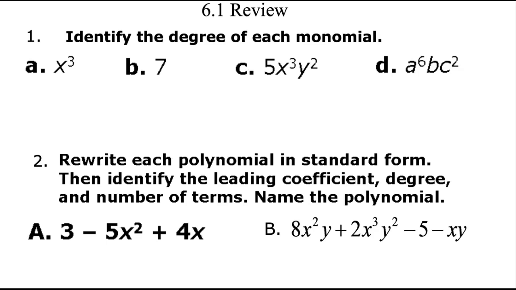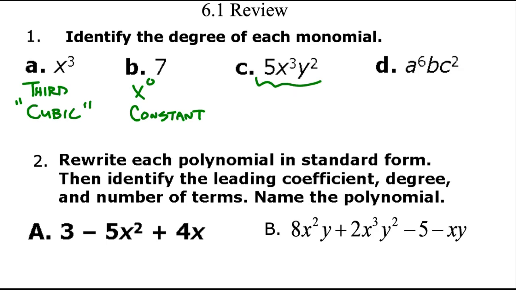So number 1A, this is third degree, right? So that has a special name, doesn't it, Bully? Cubic. Good. This first one has x to the 0 degree, so that is constant. There is no x there. C has, now this is where it gets tricky. We have multiple variables, so we have to add up our exponents. And so this is actually fifth degree, which also has another fancy word, quintic.